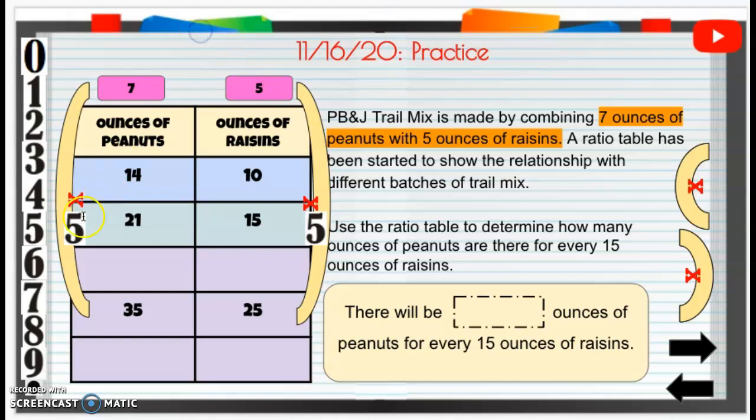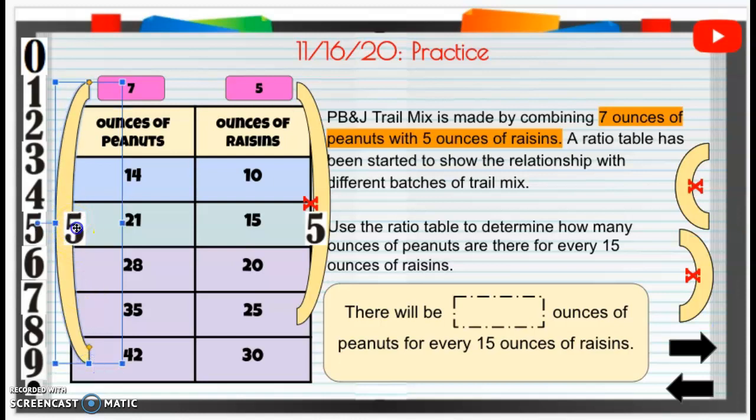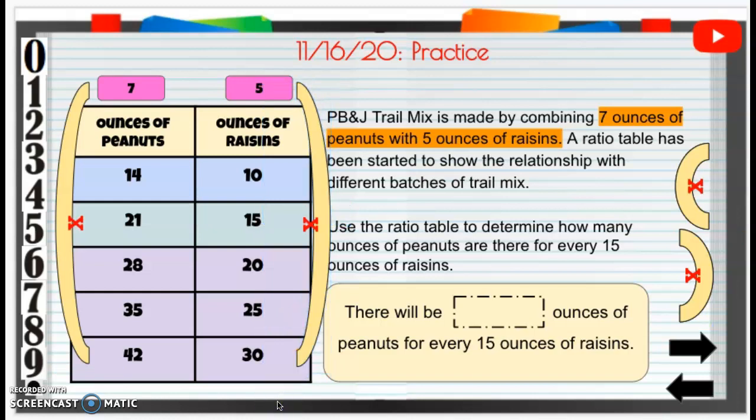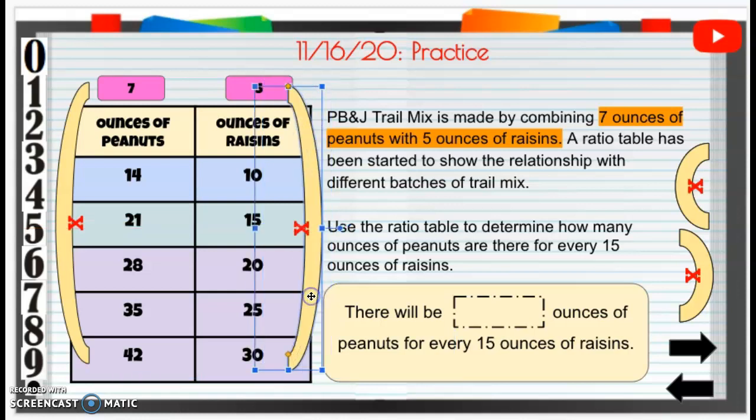Now, can you see a pattern? We went 5, 10, 15, 20, 25, 30. If we were counting by 5s, we could fill in that table. Let's look at this column, 7, 14, 21. We're going up by 7s. So 7, 14, 21, 28, 35, 42. Look at that. If I multiply 7 times 6 to get 42, is 5 times 6 30? Yes, it is. Woohoo!